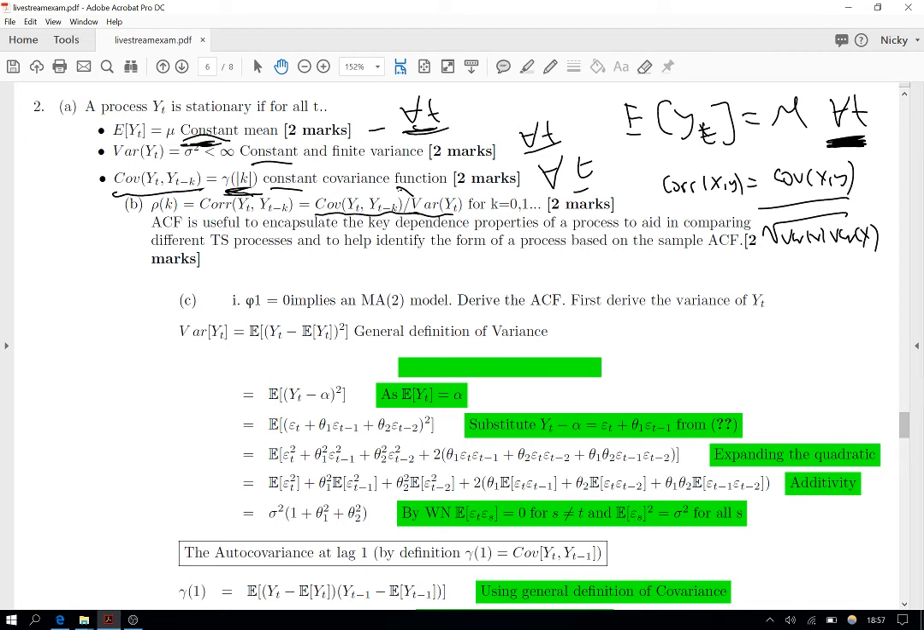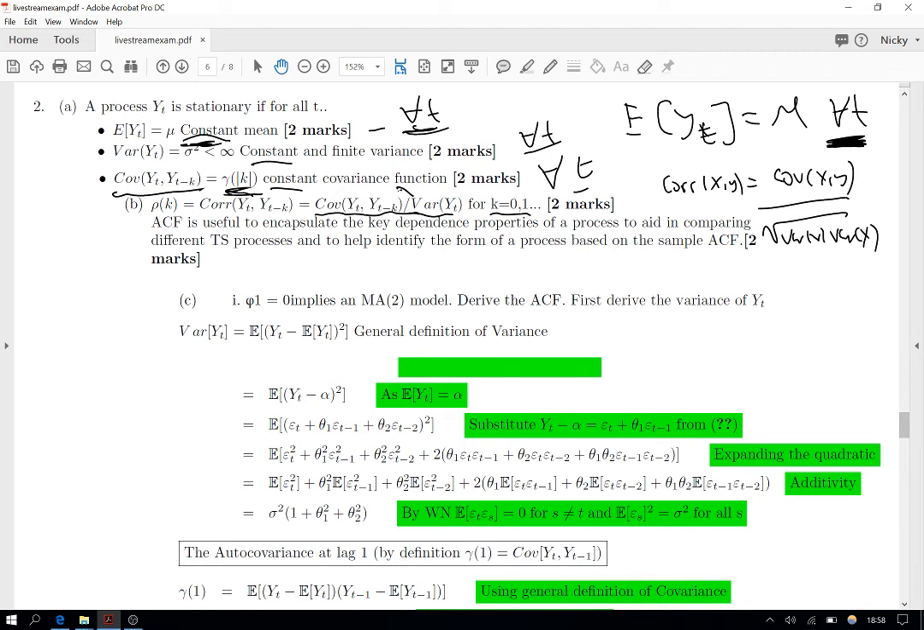And that's it. Remember, the correlation function is defined for all lags, k equal 0 back forever. So when you're asked to find the correlation function, you find it for all lags, k equal 0 and then back forever. So it's a function of the gap. Why is it useful? Well, it encapsulates the key dependent properties of a process, and it aids in allowing us to determine what kind of process the true process may look like. So for example, you could give an example here also.